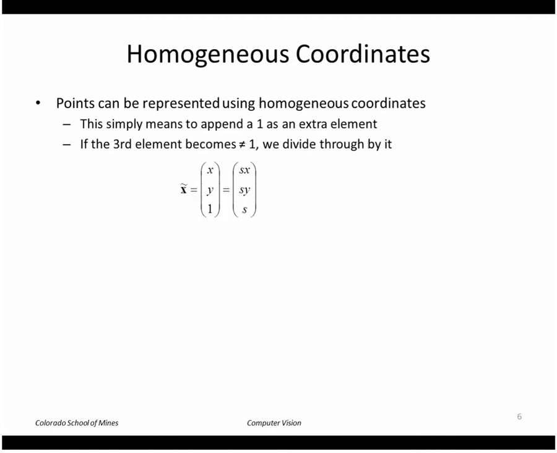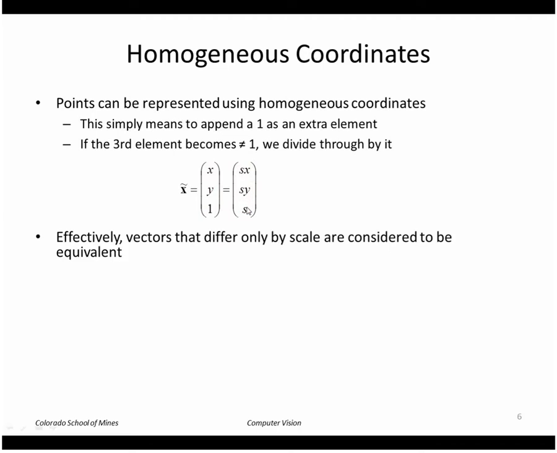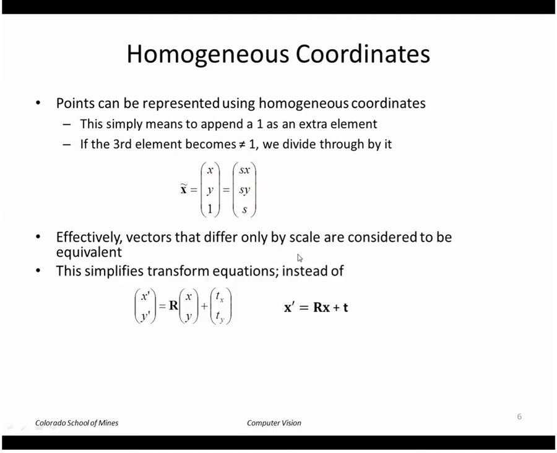All right, one thing that makes things easier with matrix multiplications is homogeneous coordinates. All this means is that we take our two-dimensional point and we append a third element, which is equal to 1. And if that third element ever becomes something other than 1, due to some operation, we just divide that through. So effectively, a vector x, which I denote as x wiggle to mean it's homogeneous, any scaled version of that is equivalent. So effectively, vectors that differ only by scale are considered to be equivalent. And the advantage of this is it simplifies these transforms.